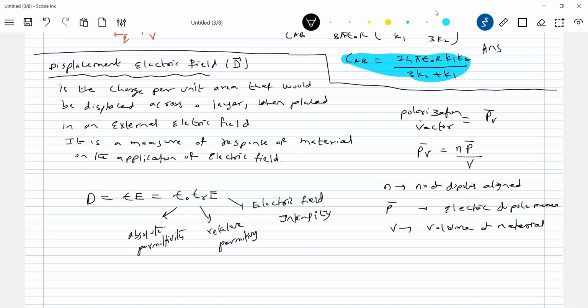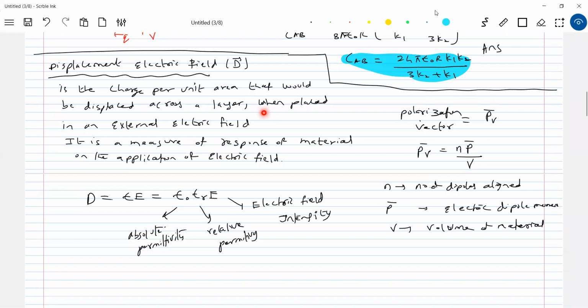Now look at what actually the displacement electric field is. Look at the sentence which I put, this one is much easier. It's a measure of the response of the material on the application of an external field. What do you mean by response? How the charge in that will be induced. The measure of that is the displacement electric field. Now, what can be the dimensions of this? Charge per unit area only. Will you agree? Therefore, the definition is that it is a charge per unit area that would be displayed across a layer when placed in an external field.